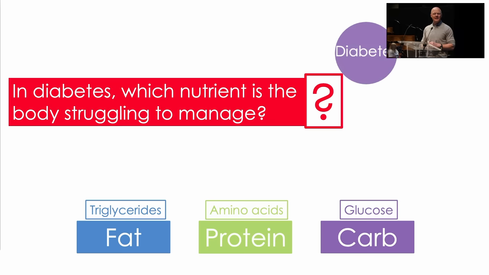In type 2 diabetes, which is just a prolonged insulin resistance, which of these nutrients in the blood is the body struggling with? Actually, it's a little more complicated than I'm mentioning, but what's the one that we obsess over? Well, of course, it's the glucose. And no surprise, that's the thing we're eating the most of.